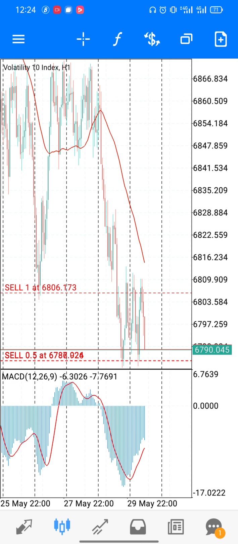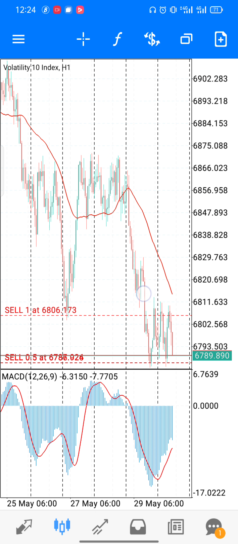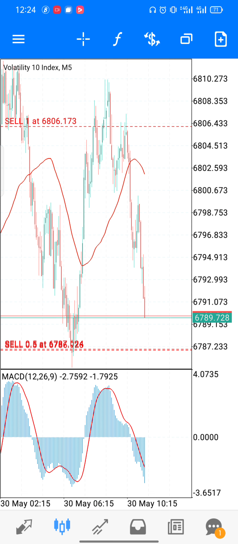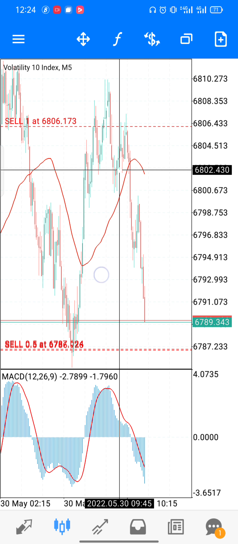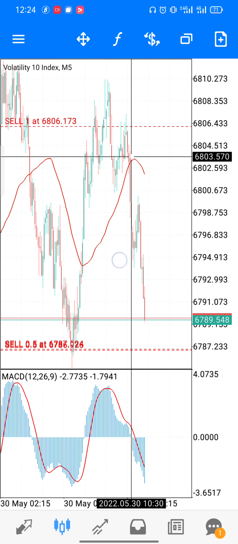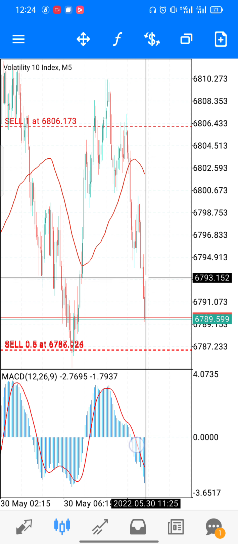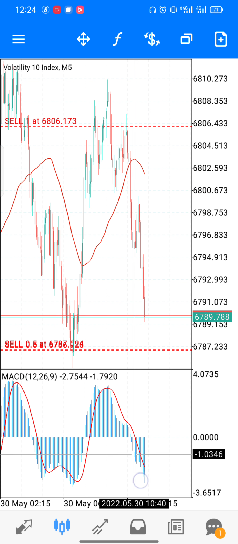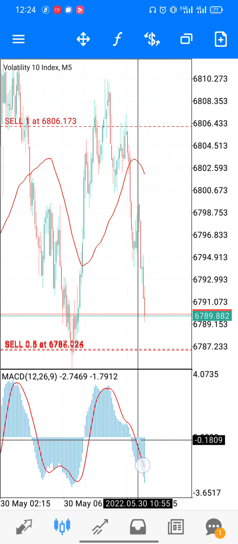So how do you use this indicator to make money? Okay, how I use it is that I set my time frame on the 5 minutes time frame. Then I watch out for the moving average to cross above the chart first. Then secondly, I watch out for the MACD to cross below.